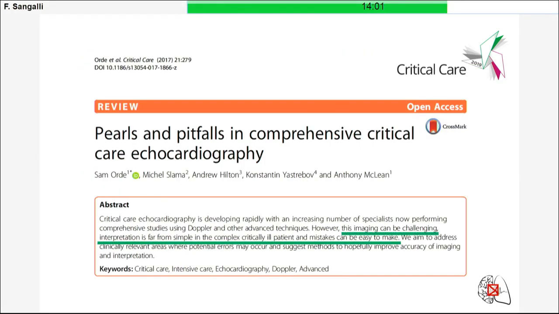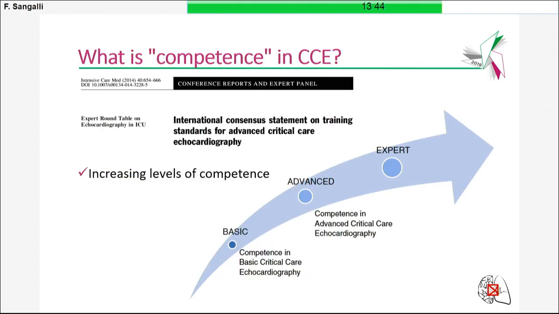And this is for an additional reason, because if it might be not so easy to obtain adequate images, it is still more complex to interpret them and to insert them into the clinical management of the patient in an adequate manner. So we have an increasing level of competence based on the level of training. Of course, basic training does not allow one to pose a diagnosis. It's not diagnostic. It's only meant as a monitoring tool. Whereas as we progress along the scale, we can reach advanced levels of training.